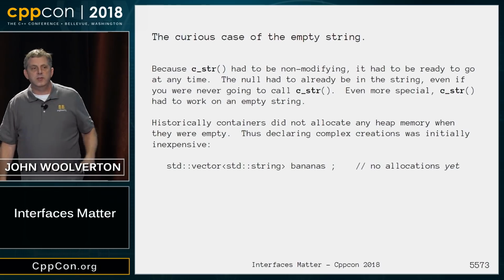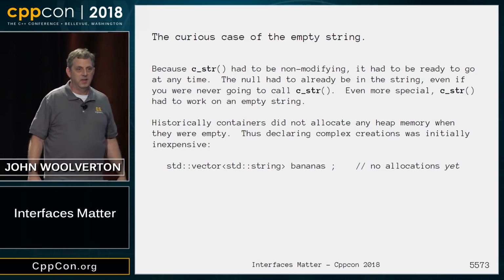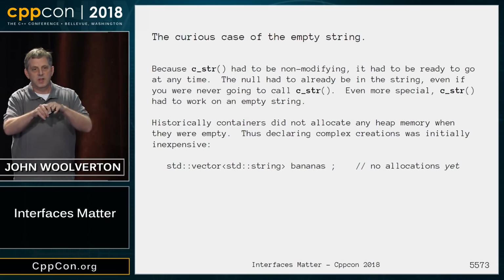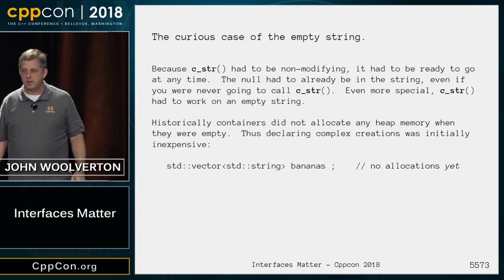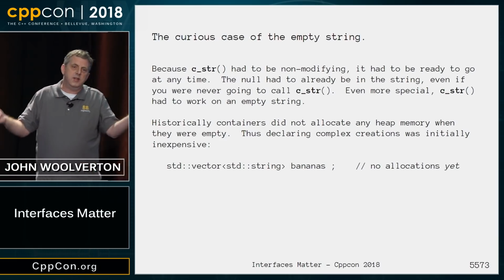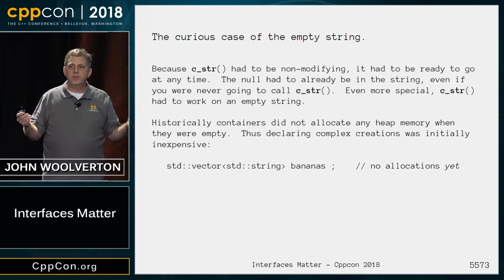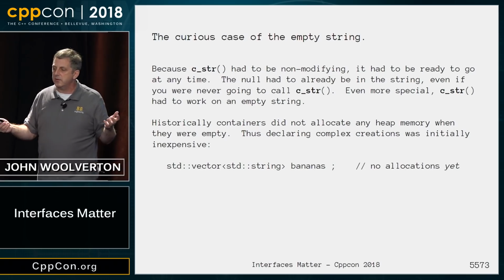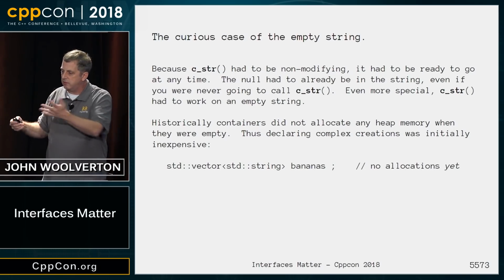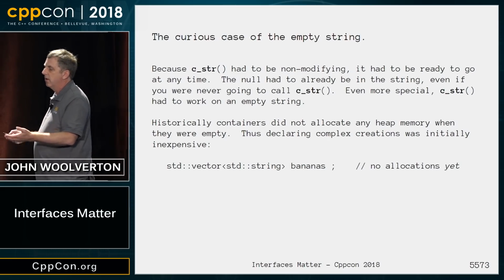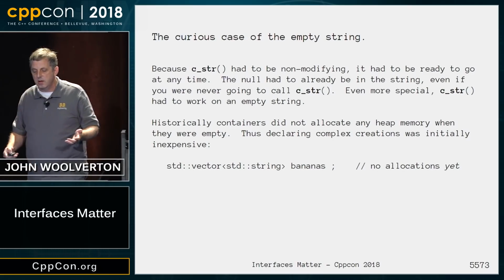Even more special was C-stir had to work on an empty string. So I've got a string, no space allocated for it, and I got to be able to return you a value. Now, historically, containers didn't allocate any memory when you first started them up. It was fairly inexpensive to create them from scratch. And you could create pretty complex constructs, and at first nothing would happen. So you could create bananas, nothing's in there yet. So no allocations have happened yet.